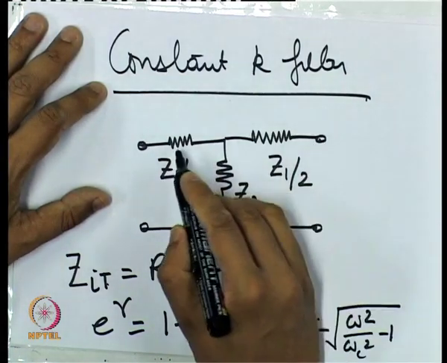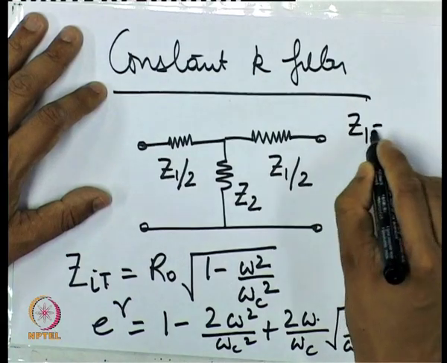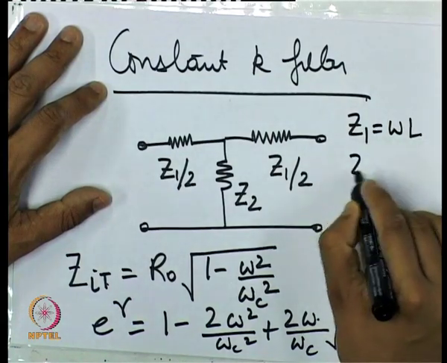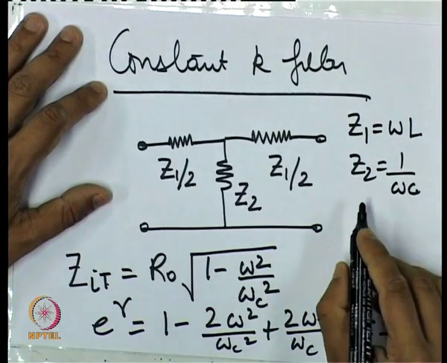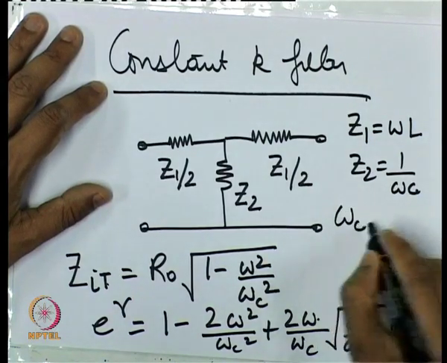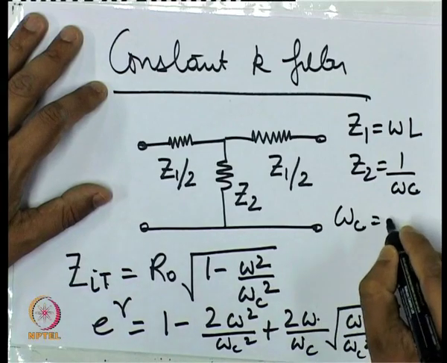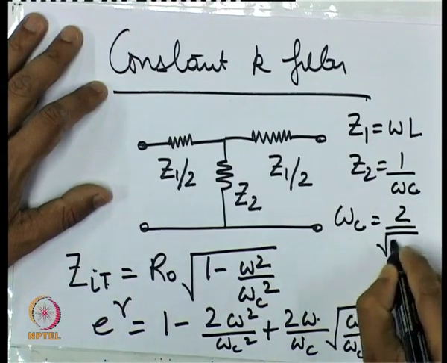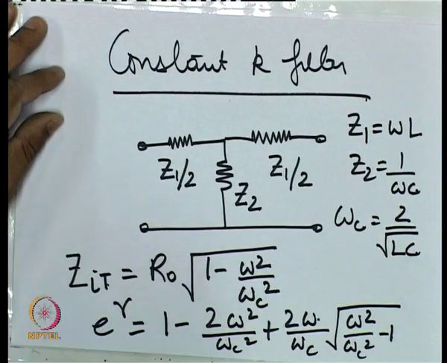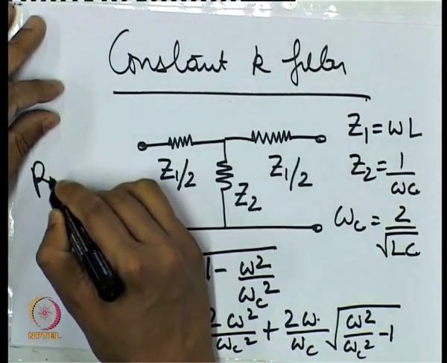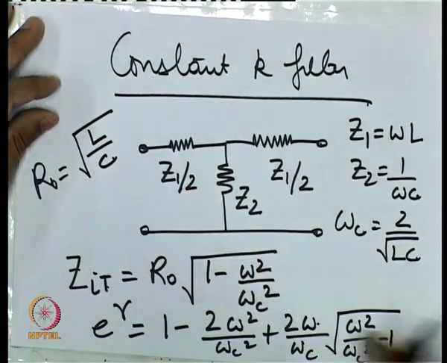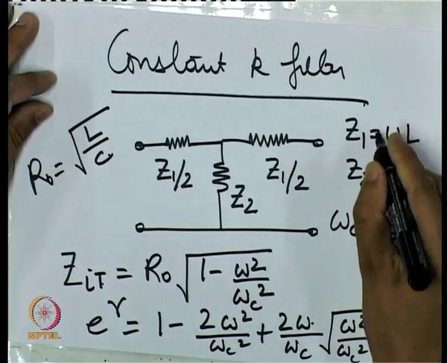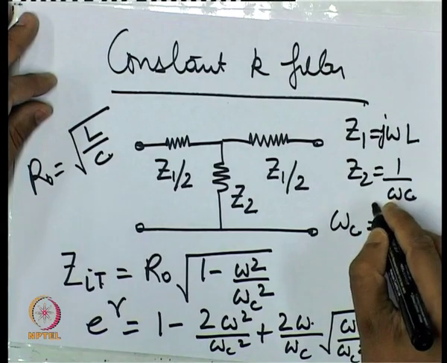Now, suppose Z1 is equal to omega L and Z2 is equal to 1 upon omega C, then omega C, this term, is given by this relation, 2 upon square root of LC. And this R0 term is given by square root of L upon C. I should have written j.